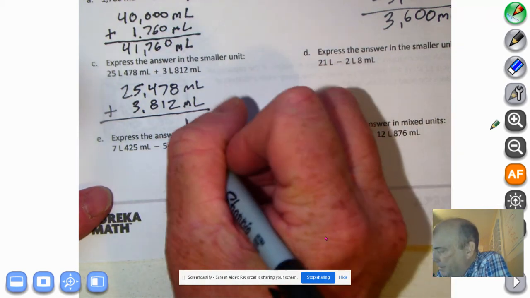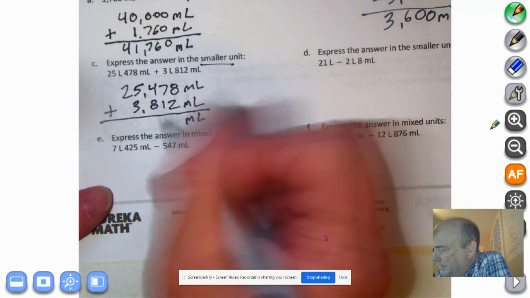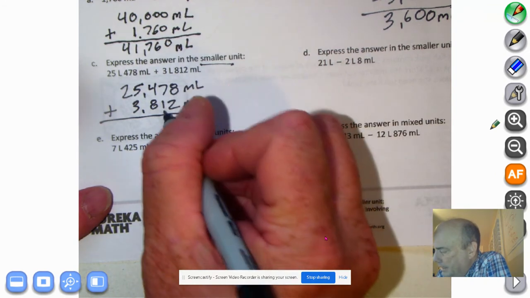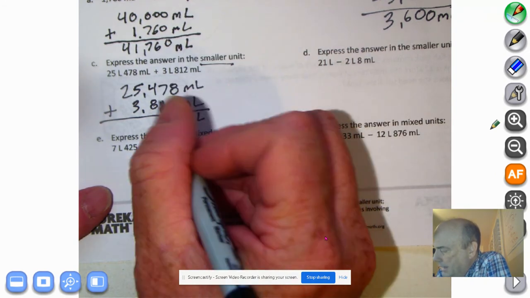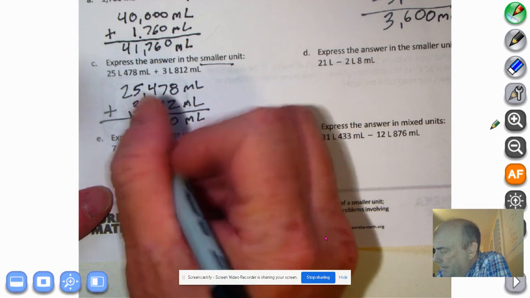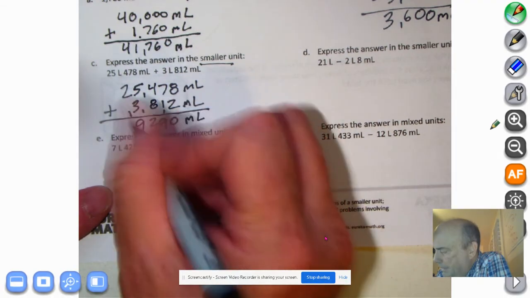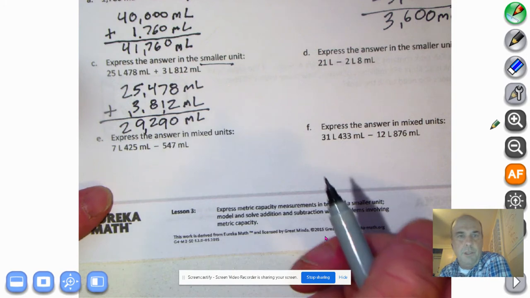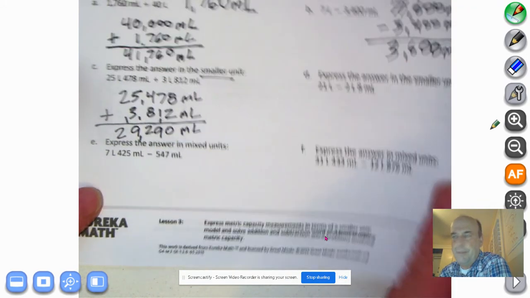We're going to drop down our unit of measurement because we're doing these smaller units. 8 plus 2 is 10. 7, 8, 9. 8, 9, 10, 11, 12. 5, 6, 7, 8, 9. Bring down the 2. 29,290 milliliters.